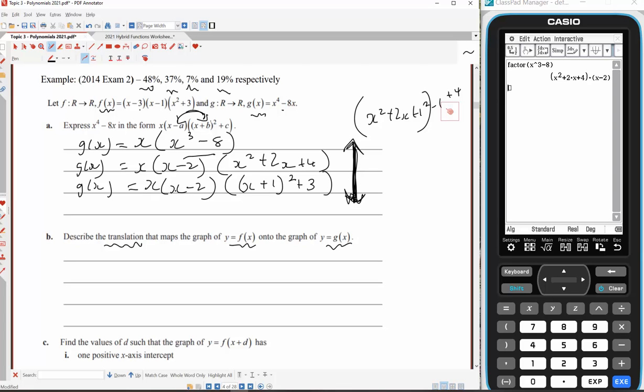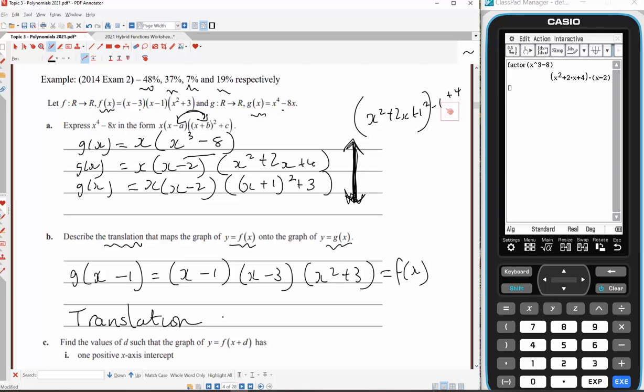Now, if you think about g of x here, if I do g of x take 1, then when I slam in x take 1, the x changes to x take 1, which changes to x take 1 take 2, which is x take 3. And the x plus 1 changes to x take 1 plus 1, which is x squared plus 3. And g of x take 1 is this, which actually is f of x. So this is our transformation: a translation 1 unit to the right. So g of x is f of x moved 1 unit to the right.